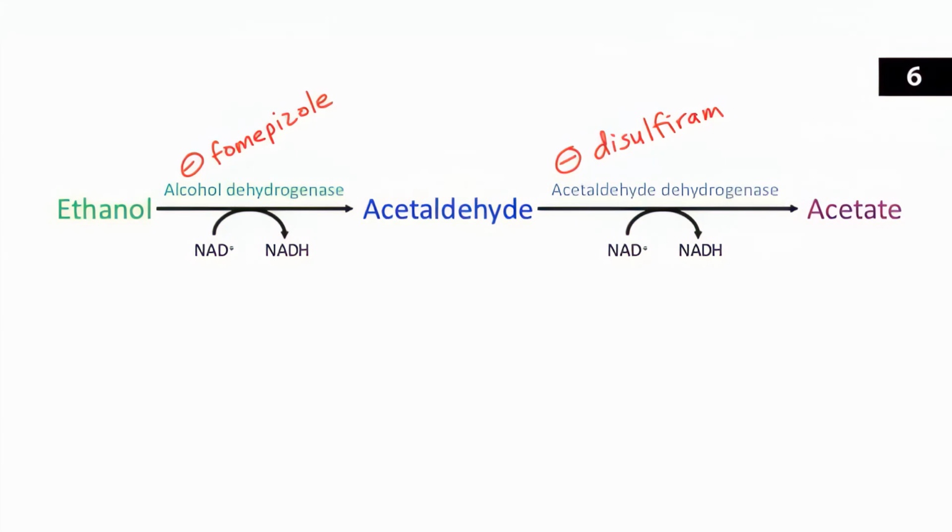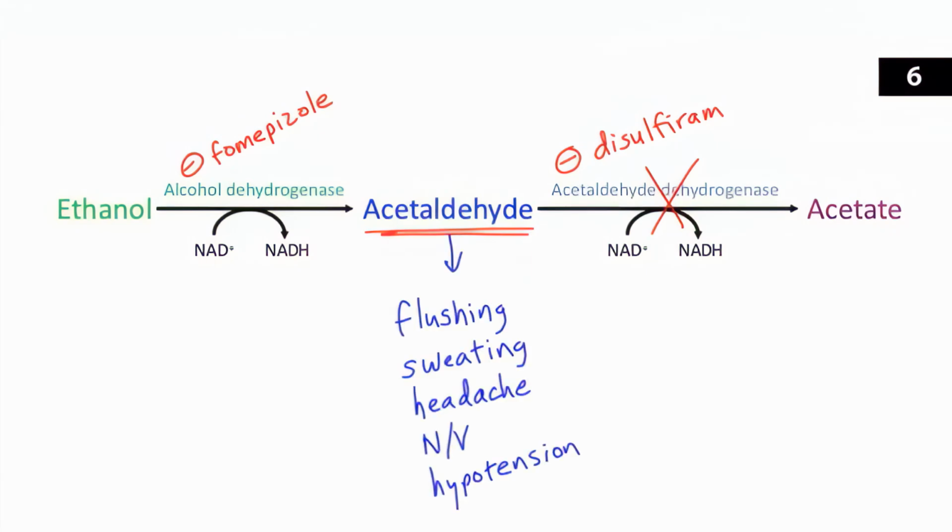Say you have an alcoholic in recovery and you give him disulfiram. Well, that will inhibit the acetaldehyde dehydrogenase, and if the patient relapses and starts drinking, the acetaldehyde will build up in his body. That'll cause flushing and sweating, headaches, nausea, vomiting, and hypotension. The patient will definitely not be going back to alcohol because they think it's going to make them that sick.